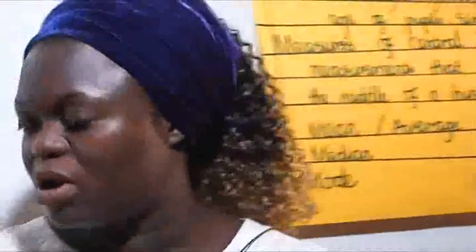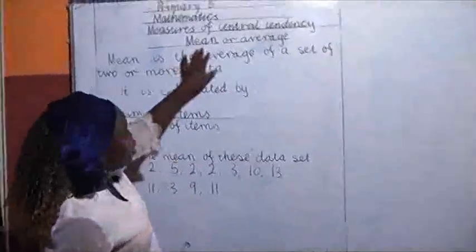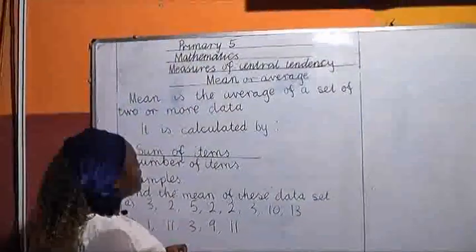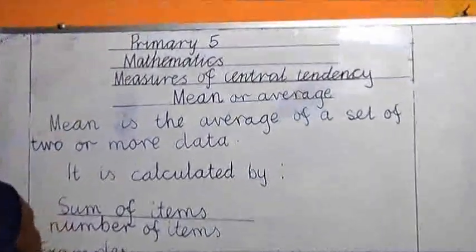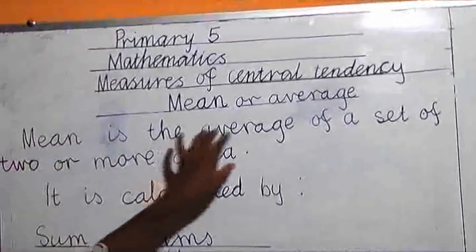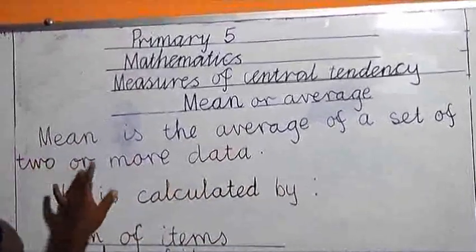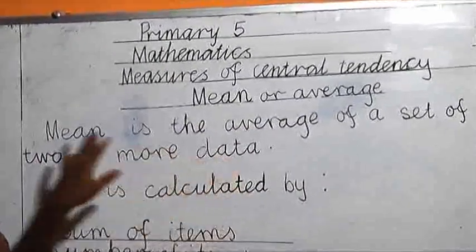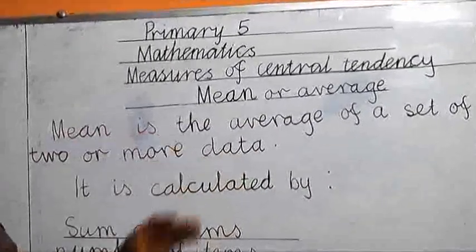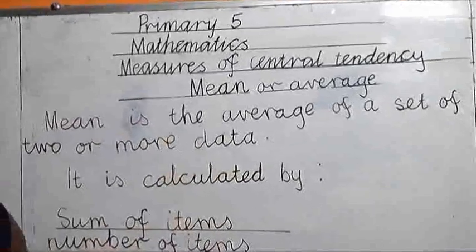Now, let's go to what we have for today. Today, we'll be looking at mean or average. I told you that if they ask you to find mean or average, it is the same thing. Mean is the average of a set of two or more data. Now, mean is the same thing as what? Average. Now, how do we calculate mean?